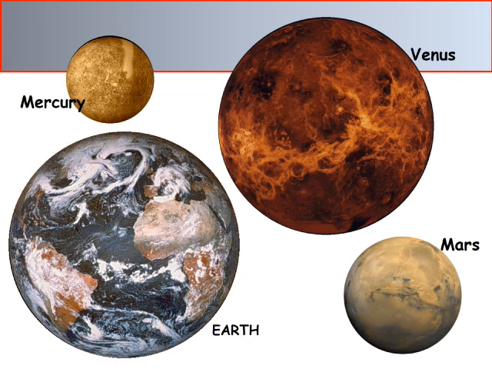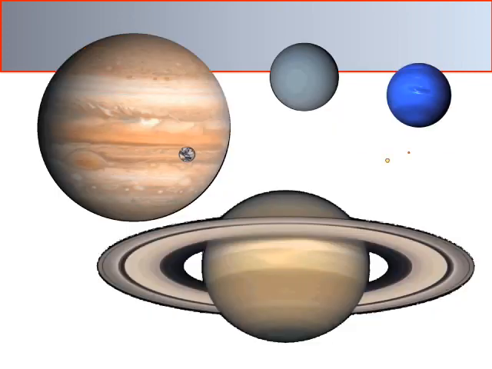So now let's go on to look at the outer planets. So here they are, and as you can see, they're all much bigger than the Earth. You can see the Earth there superimposed on one of them. So again, which one do you think is which?